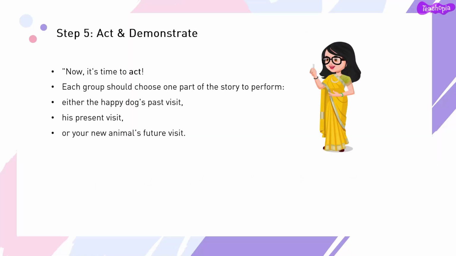The next step is to act and demonstrate. Now it is time to act. Each group should choose one part of the story to perform, either the happy dog's past visit, or his present visit, or your new animal's future visit.